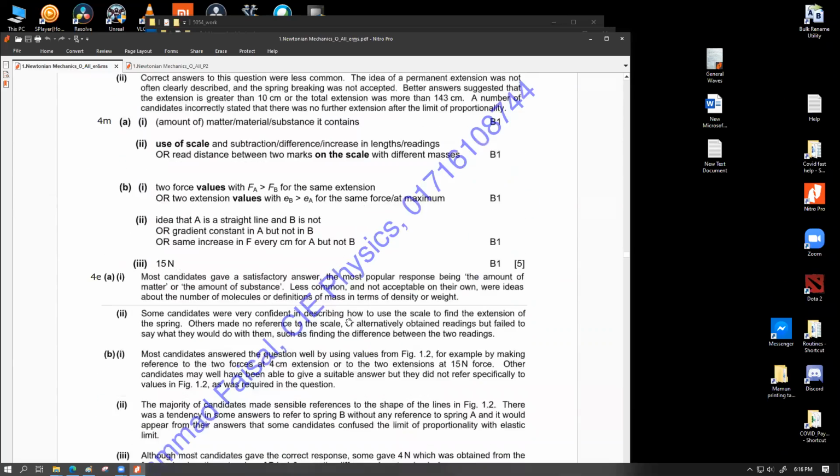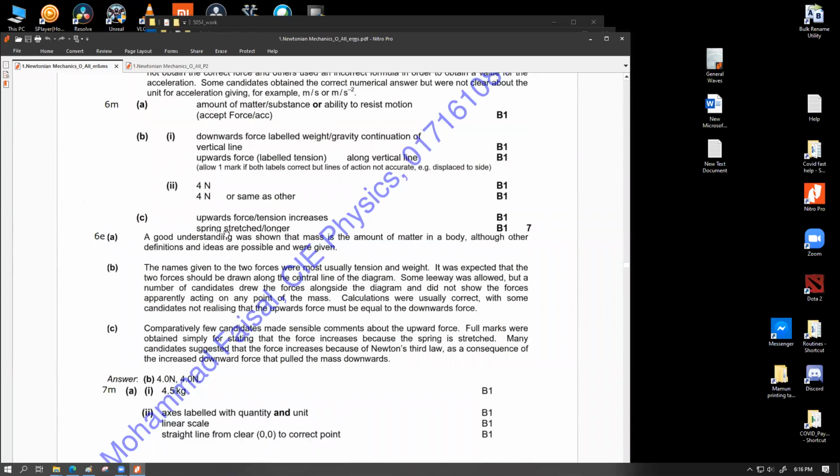We'll have a look at the mark scheme. Upward force or tension increases because spring is stretched or longer. Comparatively few candidates made sensible comments about the upward force. Full marks were obtained simply for stating that the force increases because the spring is stretched. Many candidates have stated that the force increases because of Newton's third law as a consequence of the increased downward force that pulled the mass downwards. No. This scenario has nothing to do with Newton's third law. Yeah, this was a wrong expression. This is the correct sentence, that force increases because the spring is stretched. That is good enough.